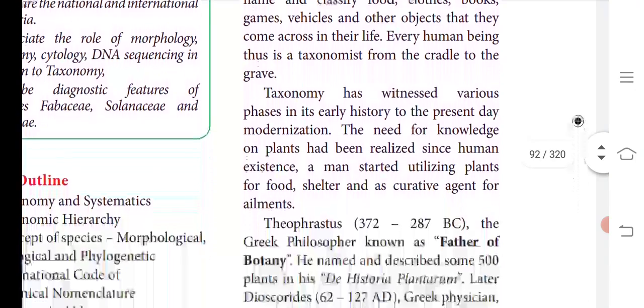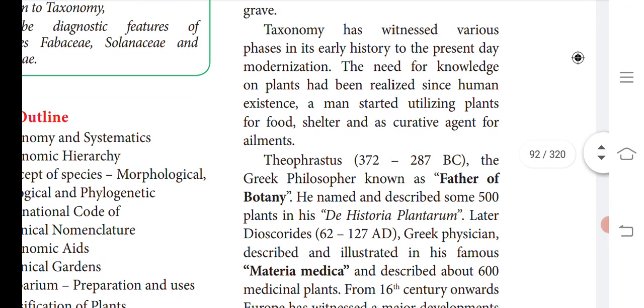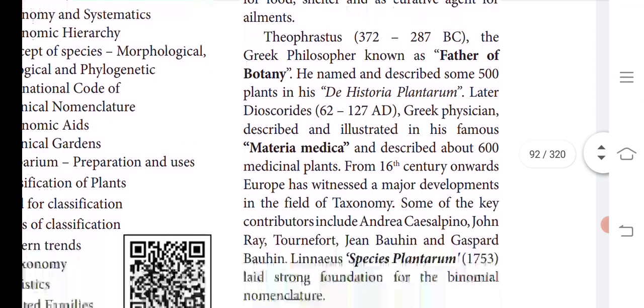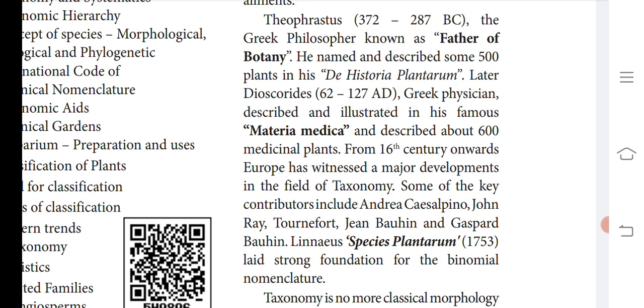Okay, so here taxonomy has witnessed various phases, from the early history to present-day modernization. So the need for knowledge of plants had been realized. Okay, we are dependent on the plants. Plants are the only species able to synthesize food, which in turn is consumed by man. Okay, so Theophrastus is the father of botany. It is important for one more question. Theophrastus is the father of botany. He named and described 500 plants.